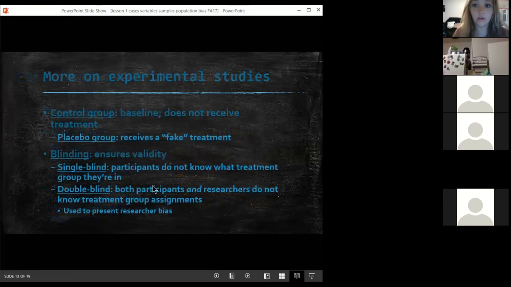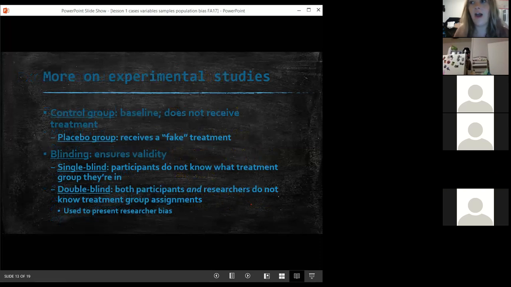So if we have our control group, that's going to be our baseline. These are about experimental studies. Our control group is going to be the group that doesn't receive any treatment. An example of a control group would be the placebo group. They're not receiving any treatment, but they think they are.